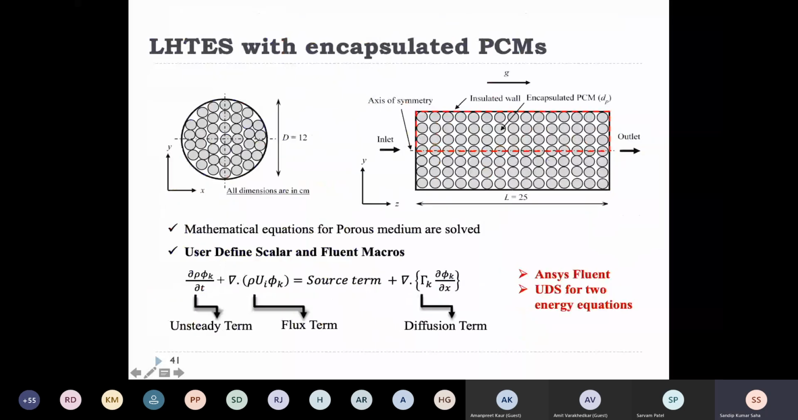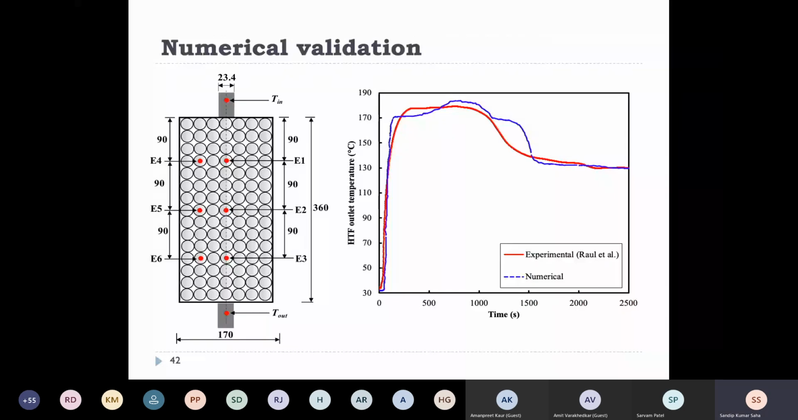Having said that, you can write the equation in the generalized form, in this form that I showed you, and you will see this form in any book. You can code it, or you can also write a UDS, user defined scalar, in ANSYS Fluent to solve this equation separately. With the method I told you, you just have to code it in ANSYS Fluent and you can solve the problem. So this is one validation. It shows a fairly good, reasonable accuracy of this numerical model.